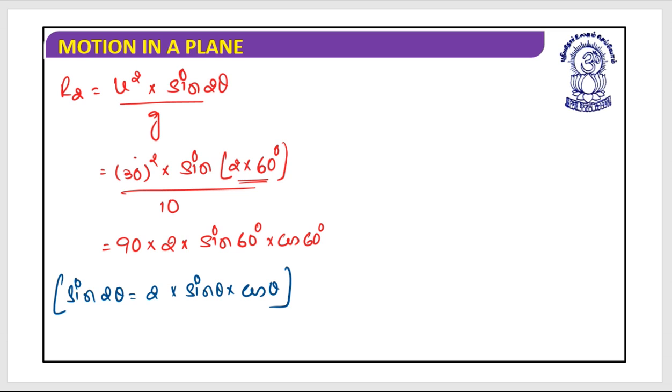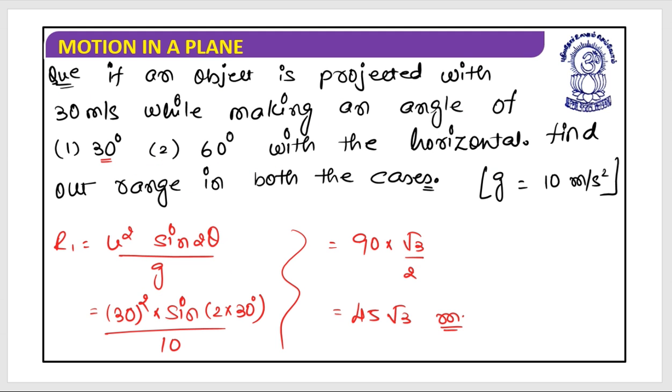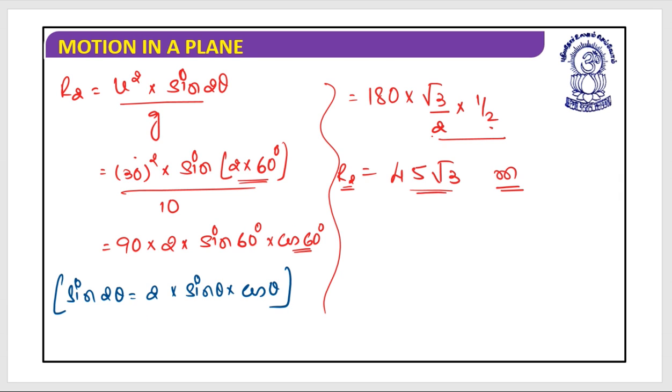Yes, this divided by g has been already used. So if I solve this, it's 90, this is 180 multiplied by sine 60, which is root 3 by 2, multiplied by cos 60, which is 1 by 2. So this is 2, this is 2, total 4, this is 180, so this will be 45 root 3 meter. This is range 2. I hope these things are clear to you. Is it? So if you remember, what was range 1? Look at this. This is 45 root 3 meter. Yes, and even here it is 45 root 3 meter.